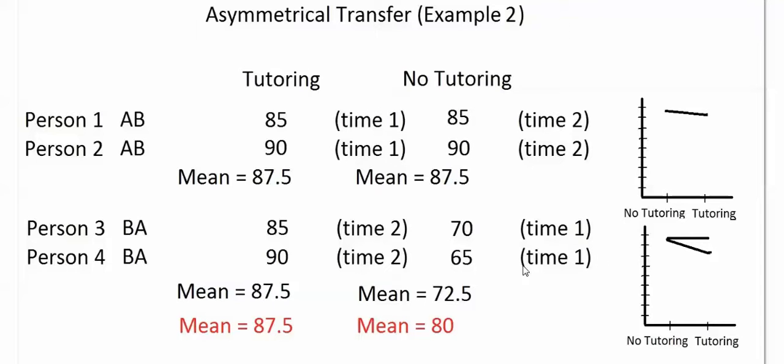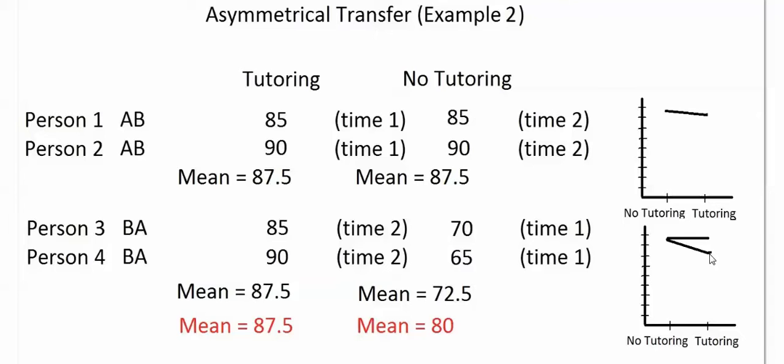We can see this in this graph right here. This flat line is connecting these two means that are both 87.5, and this line is connecting these two means, 72.5 and 87.5. They're not parallel, so there is an interaction between the independent variable and the order of conditions, which is asymmetrical transfer. If the two lines had been parallel, we would have said that there's no evidence of asymmetrical transfer.